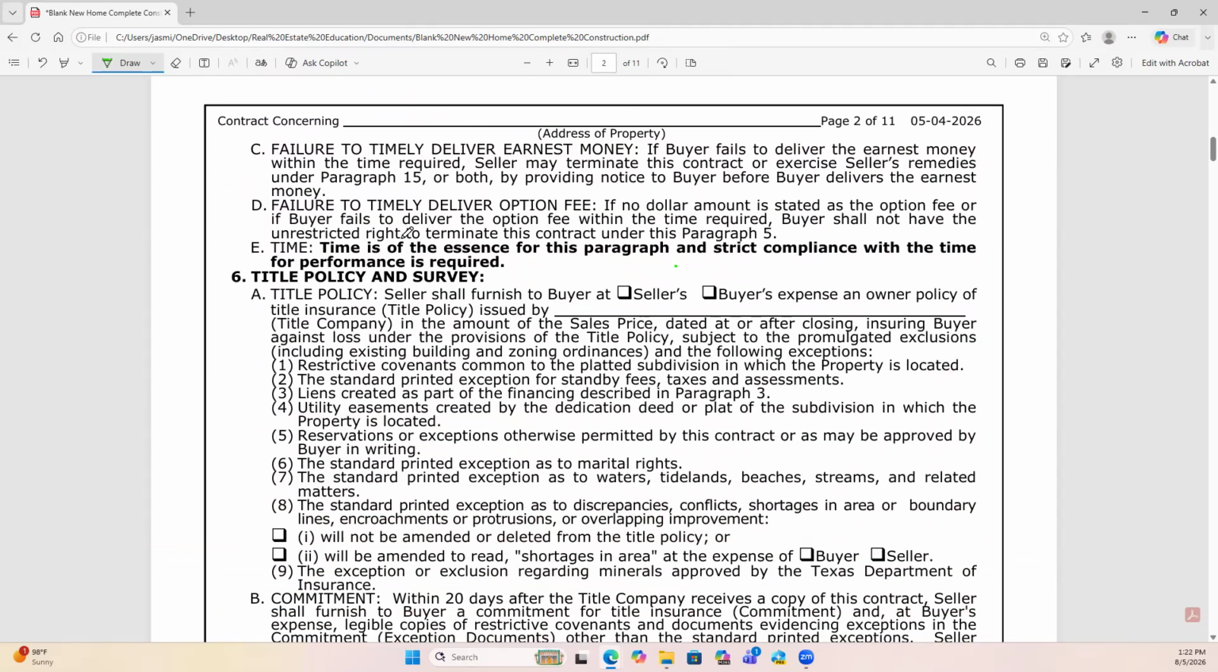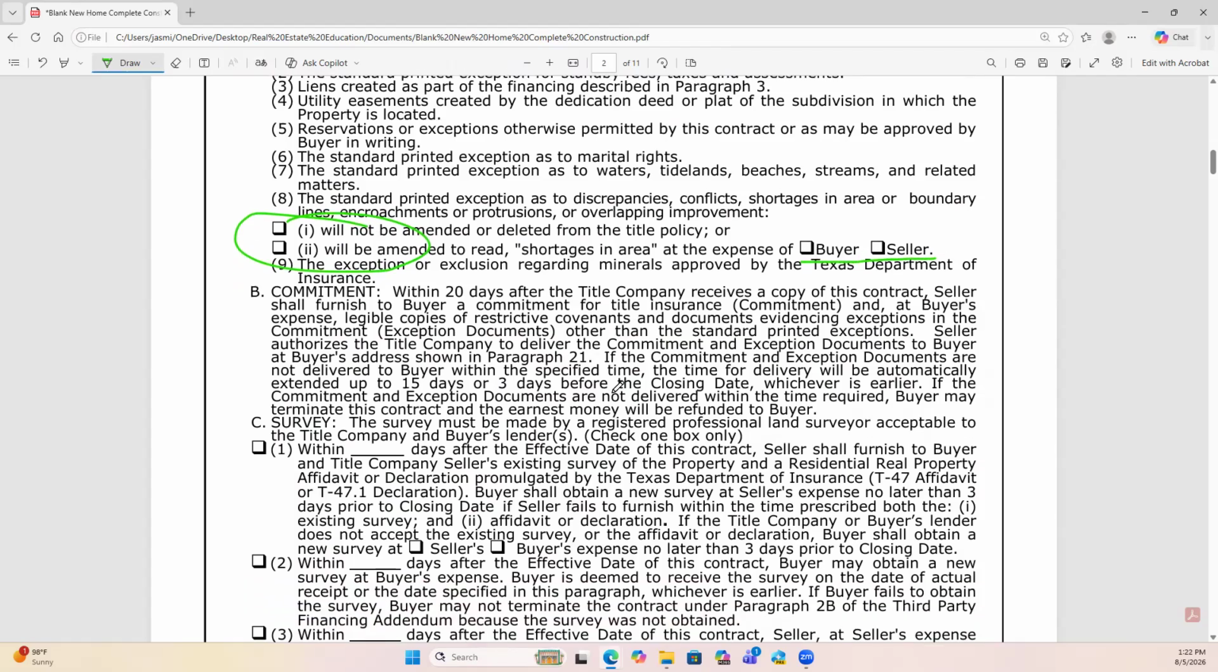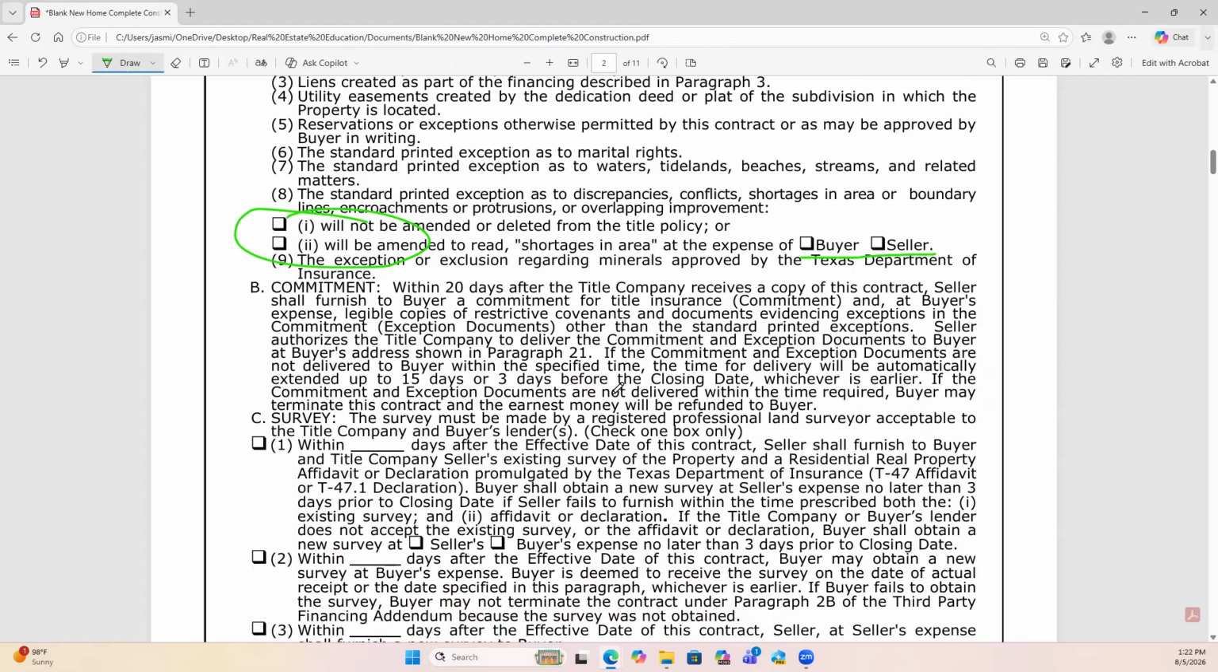Nothing has changed as far as our title policy either with paragraph 6. Who is paying for it? And then which title company is issuing the policy? Are we wanting any shortages? Yes or no? And then if it is a yes, who's paying for it? Shortages are going to be shortages from that title. I'm sorry, from your survey.